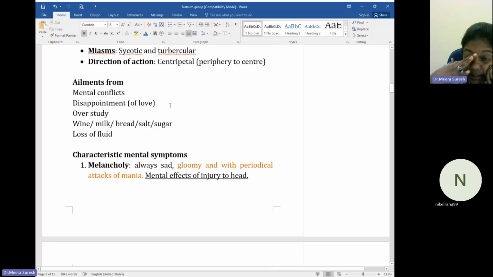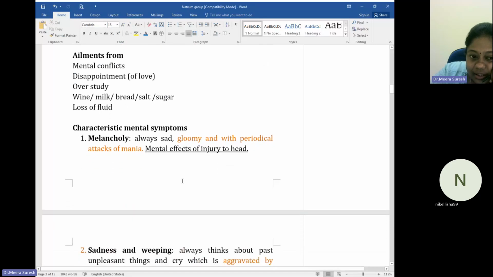Then also due to overstudy. But more than that, it will be the mental conflicts and disappointment, which is more important. Then so many food items like wine, milk, bread, and milk and bread are actually their aversions also. Salt and sugar. Yes, they desire salt. That was what I was coming to say. They desire salt a lot. They will be taking salt a lot, but they do have ailments from it, mostly hyperthyroidism, from excess salt intake leading to the complaints.